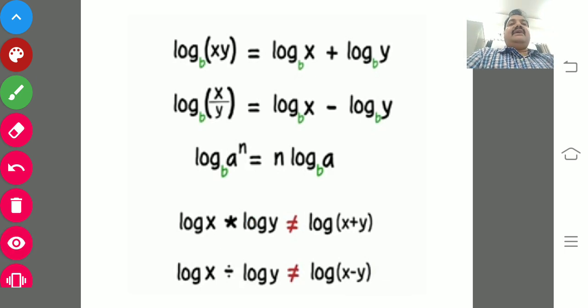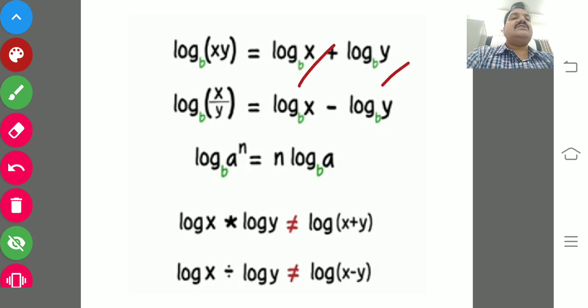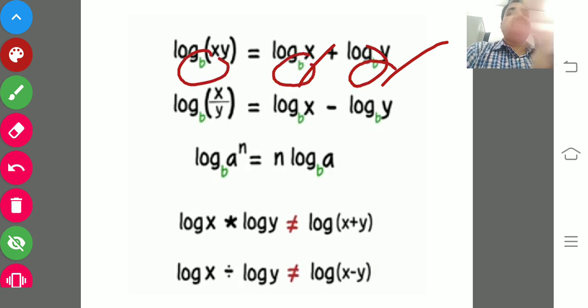And the main important applications of logarithms are there. Of course, there are so many rules of logarithm, but out of them, these are three that we frequently use. The first is log xy base b equals log x base b plus log y base b. The condition is the base b, here also b, here also b. The base should be equal.